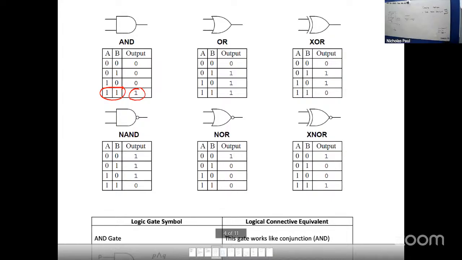The OR gate, you'll always get a 1 except when you have two 0s. XOR, when the inputs are opposite, you'll get a 1. NAND, you don't want to learn so much because NAND is just the opposite of AND. NOR is the opposite of the OR gate, and XNOR is the opposite of the XOR. So once you learn the first three, the bottom three are just the opposite.